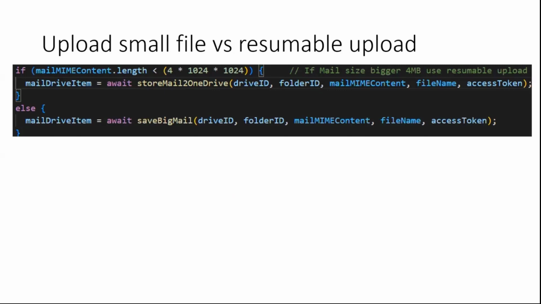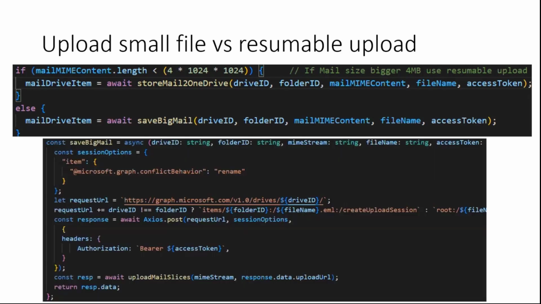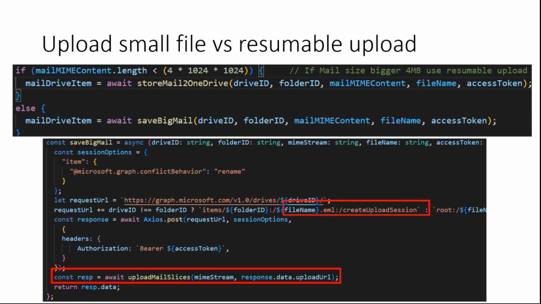I mentioned this in my demos by showing you my small digest mail versus the big picture mail. So we can distinguish in the code: if we have a bigger MIME content length, bigger than 4 megabytes, then we need a resumable upload session. If not, we can simply upload it. Of course, you can do the resumable upload session, which I'm showing on the bottom here. So I first create a session, and then I can push my slices, the first 320 kilobytes and so on and so forth.